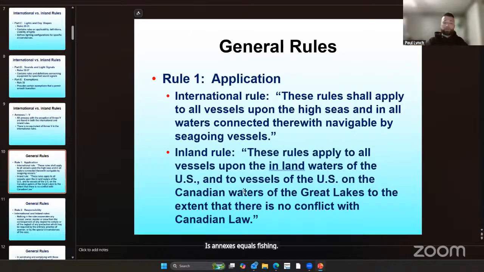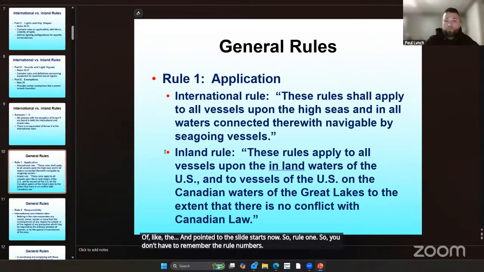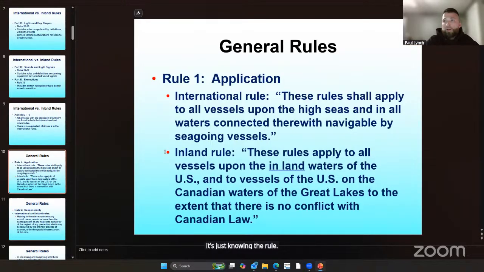So now we're going to get into the real info, the importance of the slide starts now. So rule one. You don't have to remember the rule numbers, it's just knowing the rule. International rule equals the high seas. So if it asks you to define the international rule of the road, you look for the answer that says high seas in it.